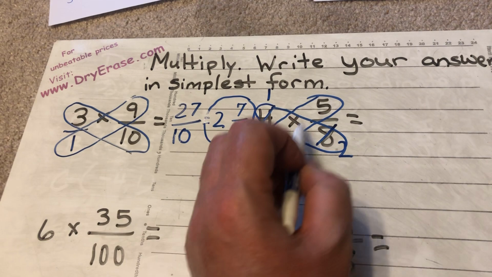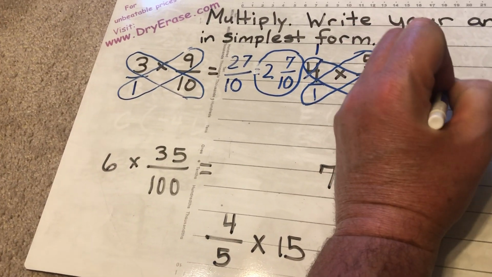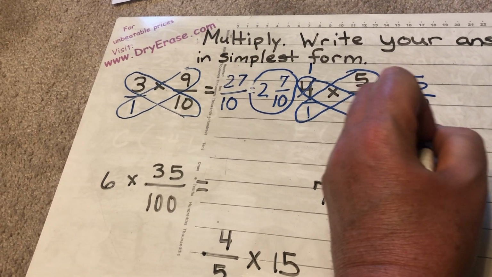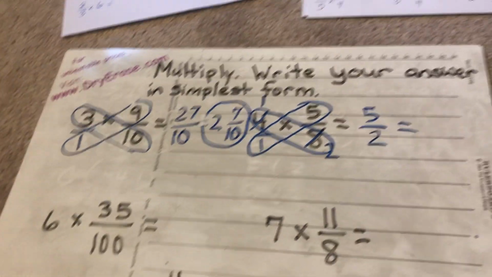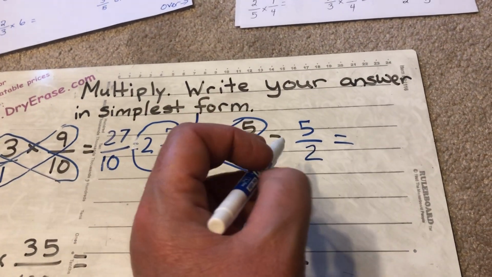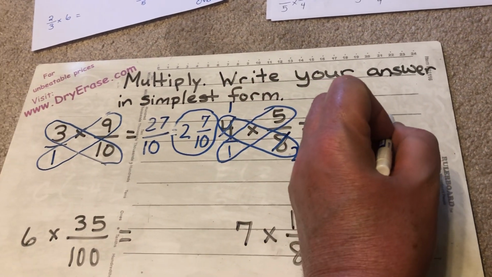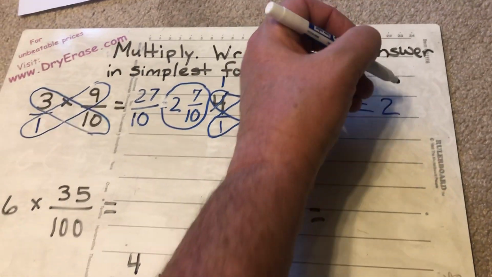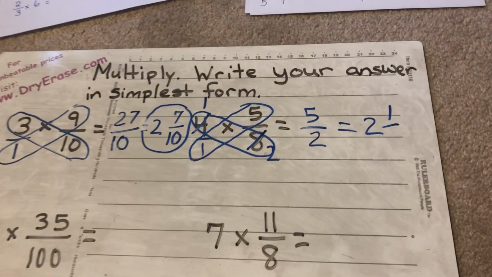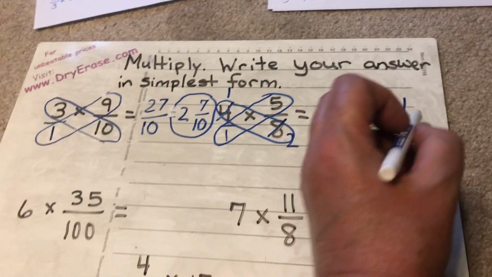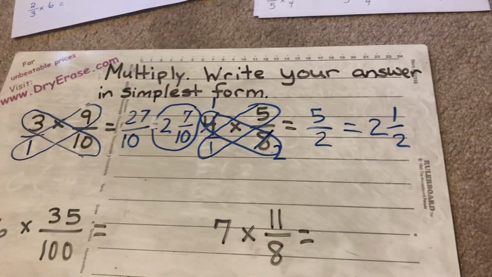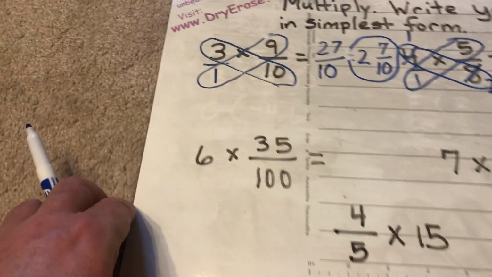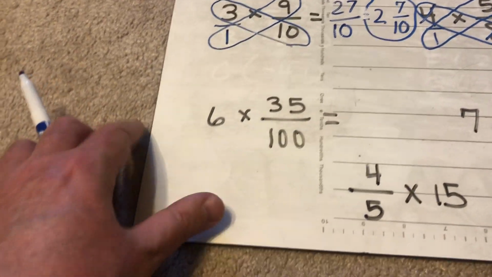Now I multiply 1 times 5. 1 times 5 is 5. Then I do 1 times 2. 1 times 2 is 2. Well, now I got 5 over 2. 5 divided by 2. Well, 2 can go into 5 2 times. If I take 2 into 5 twice, there's 1 left over. My denominator here is 2, so my denominator there is 2. I get 2 1/2. All right? 6 times 35 over 100.